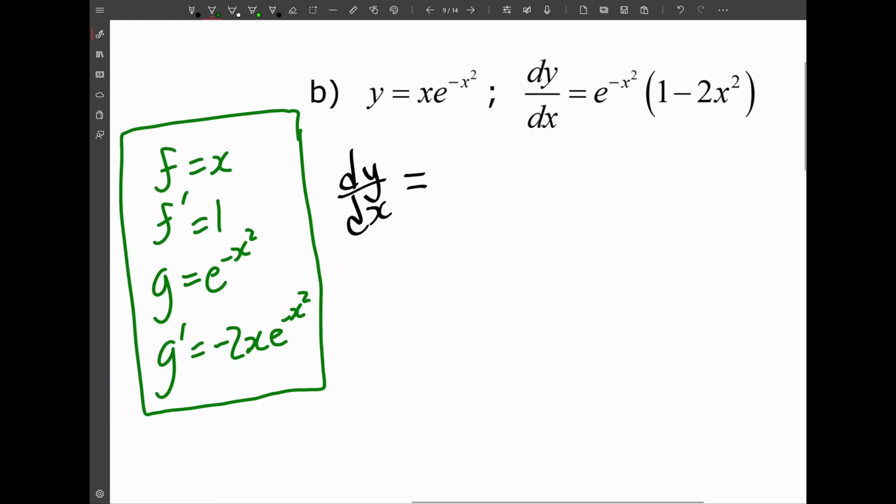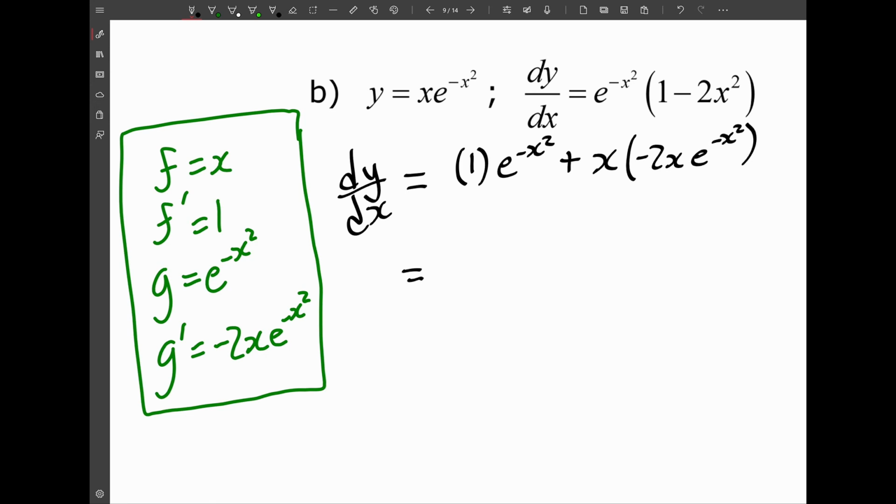All right, so dy/dx is going to be 1, that's our f prime, times our g, which is e to the negative x squared, plus our f, which is x, times our g prime, which is negative 2x e to the negative x squared.